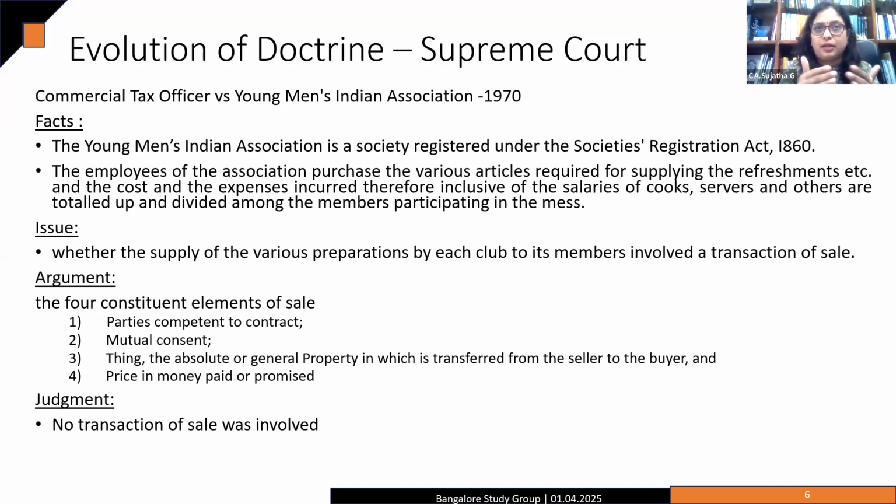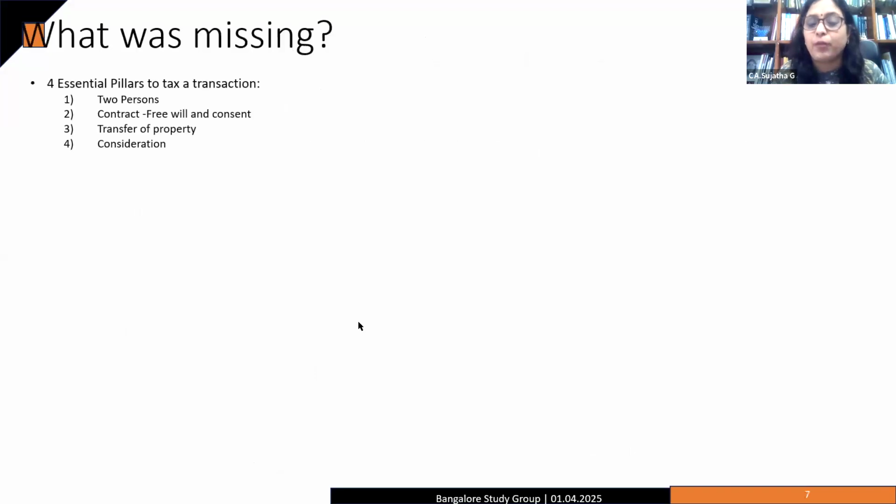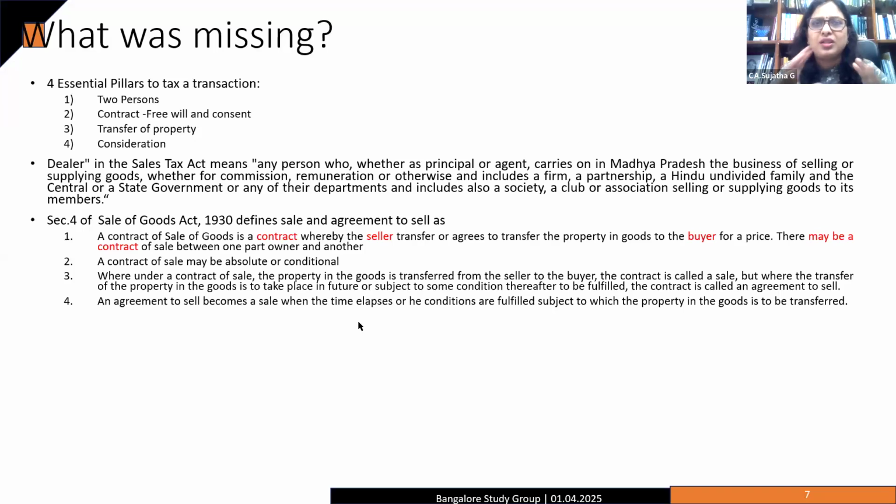The High Courts, in various states, I'm talking about the sales tax, right? Sales tax means every state will have its own act. So every taxpayer will have to go to the High Court and prove that it is a concept of mutuality. So there were a lot of litigations from 1970 to 1980s. So in that period, the government, the Law Commission, proposed, what is it missing?